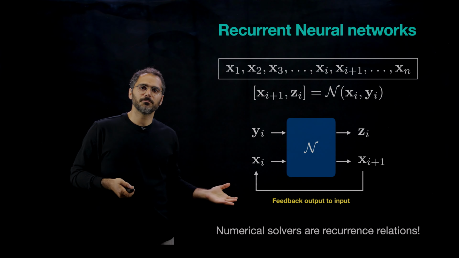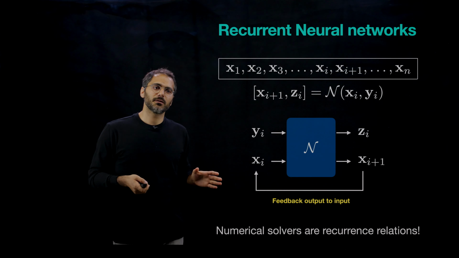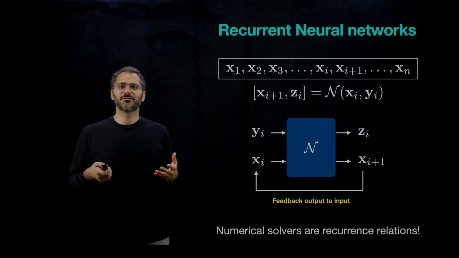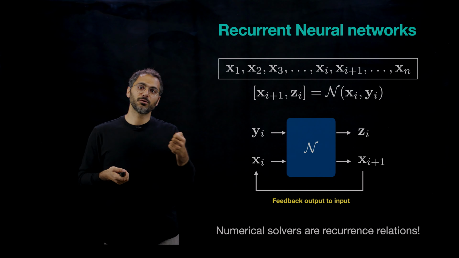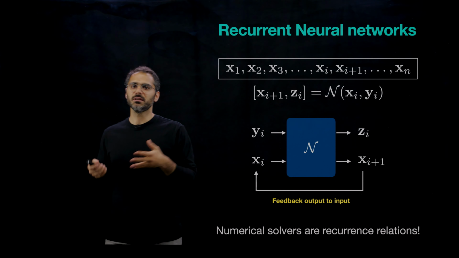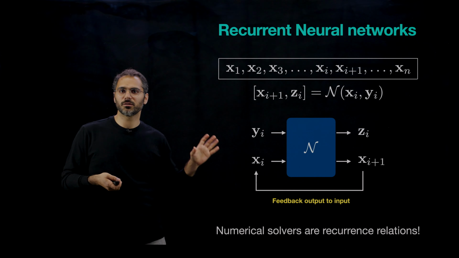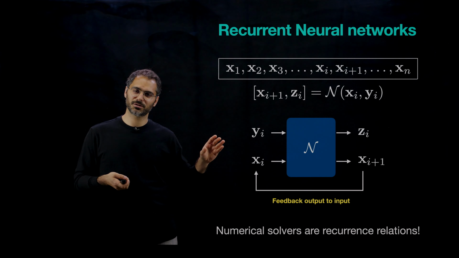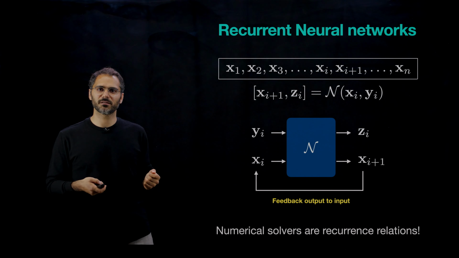Now, this is very common, for example, in learning flow maps. Let's say you have some time series, a dynamical system, and in fact, numerical solvers that solve PDEs and ODEs are recurrence relations. And recurrent neural networks will learn recurrence relations from data for you.